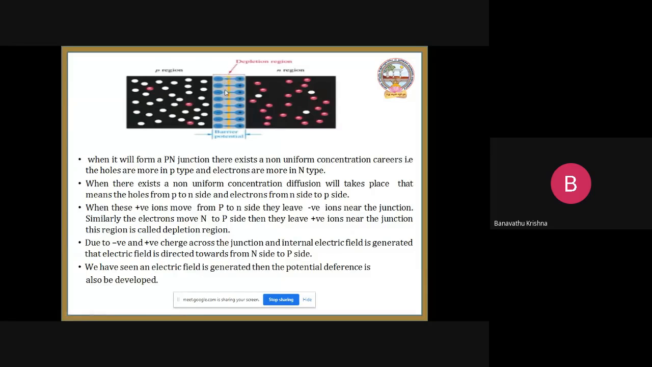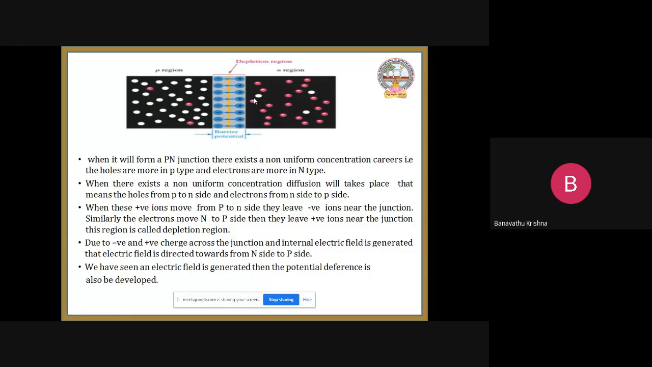So due to that, the minority charge carriers are moving in the opposite direction. The minority charge carriers here are nothing but holes, and the minority charge carriers here, electrons, are moving from the P side to the N side. So that current, the movement of minority charge carriers through this junction, is nothing but drift current.